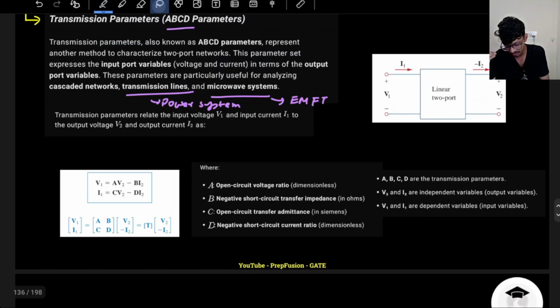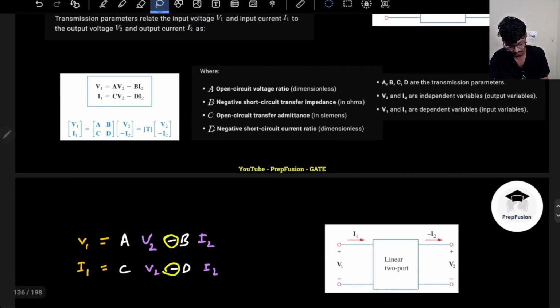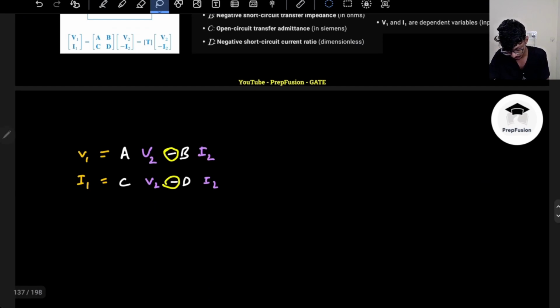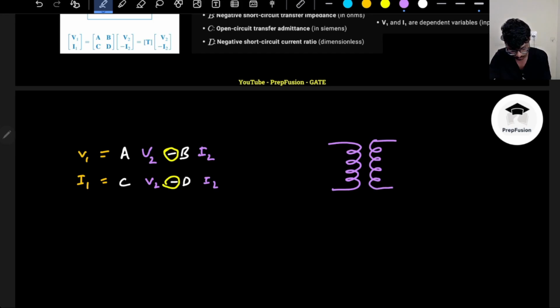So when we draw transmission lines, we are accustomed to the direction of the current of the input port being incoming. If I draw a simple transformer, from the source side, current goes from the source to the load. So this is I1, this acts as a load, and from the source I'm delivering the power.